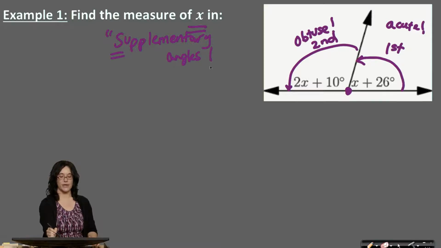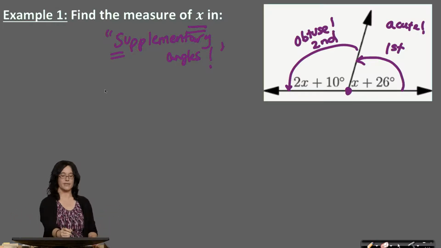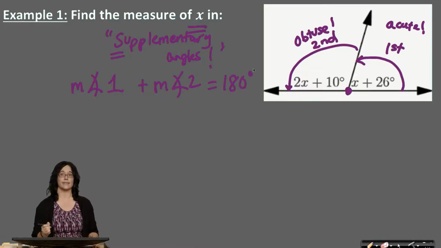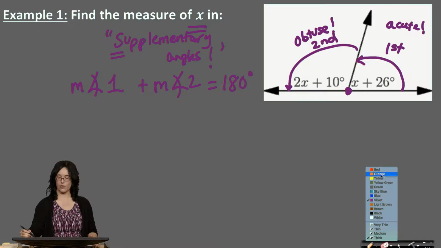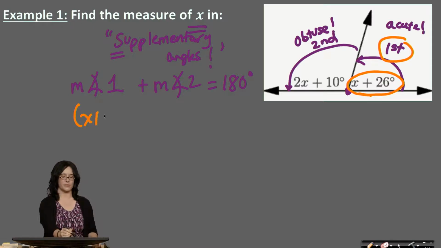So if we know supplementary angles supplement each other to complete the straight angle at 180 degrees, that means if I were to add up the measure, usually we write the measure of angle 1, this is the fancy way of writing it, M for measure, plus the measure of angle 2, we should end up with 180 degrees. So in this case, the measure of angle 1, right here, is x plus 26. So it's some unknown quantity plus 26 degrees. While the measure of angle 2 is 2x plus 10 degrees.